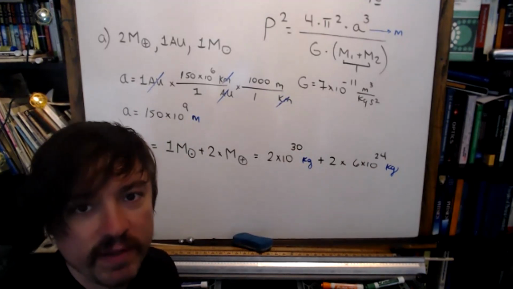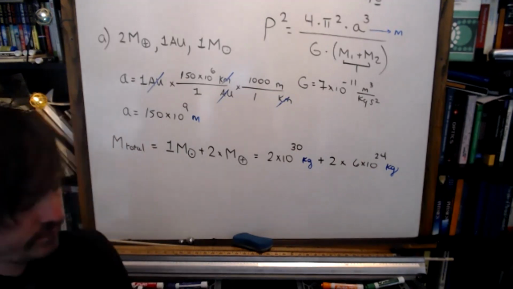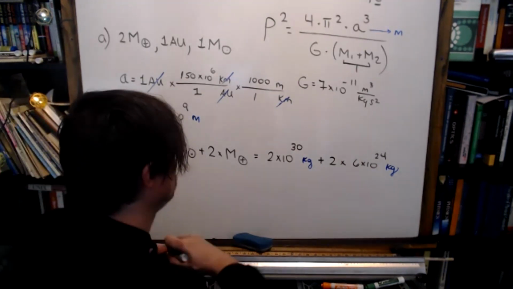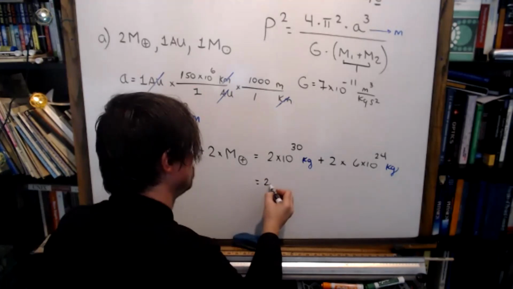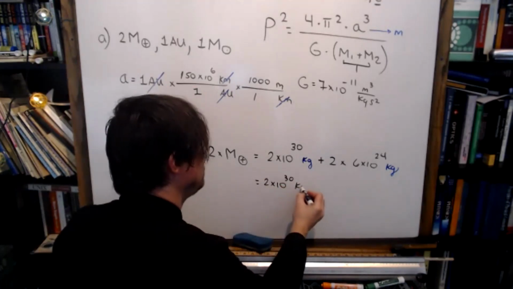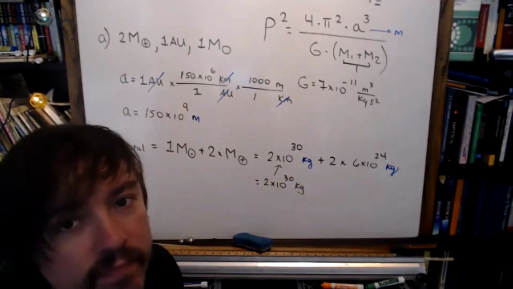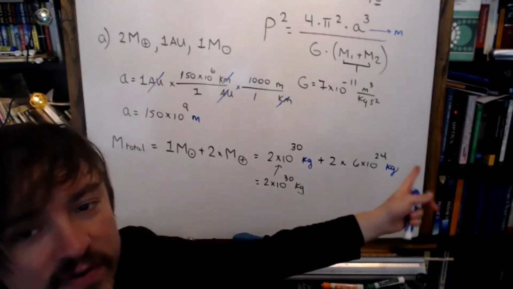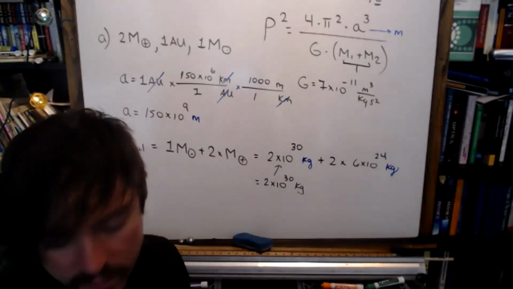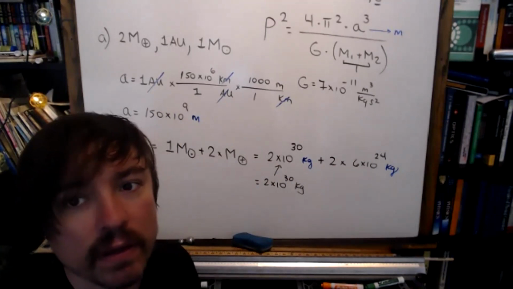Tell me what you get, Rory. 2 times 10 to the 30. Units? Kilograms. Hold on, Rory. Isn't that just the mass of the sun? Weren't you supposed to add the mass of Earth to it? Did I not add them? Yeah, I thought I did. So what happened there, buddy? I don't know. Hang on.